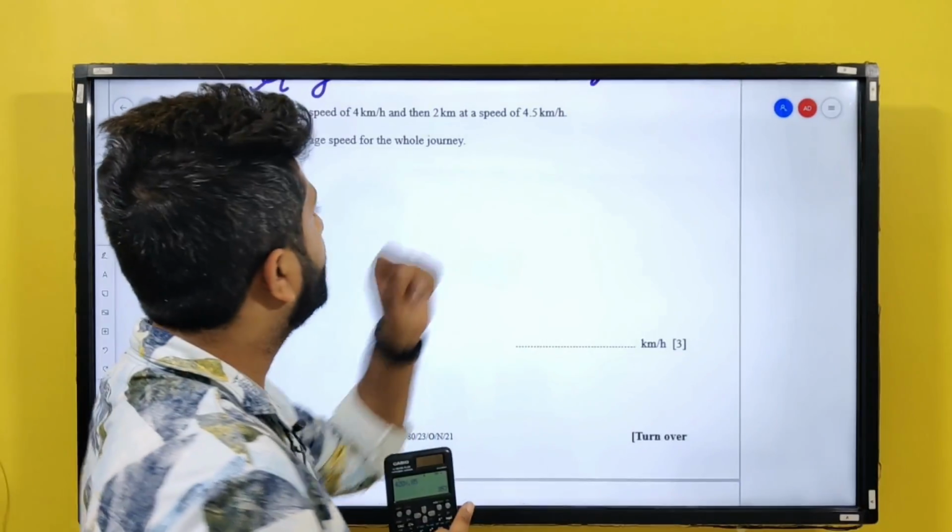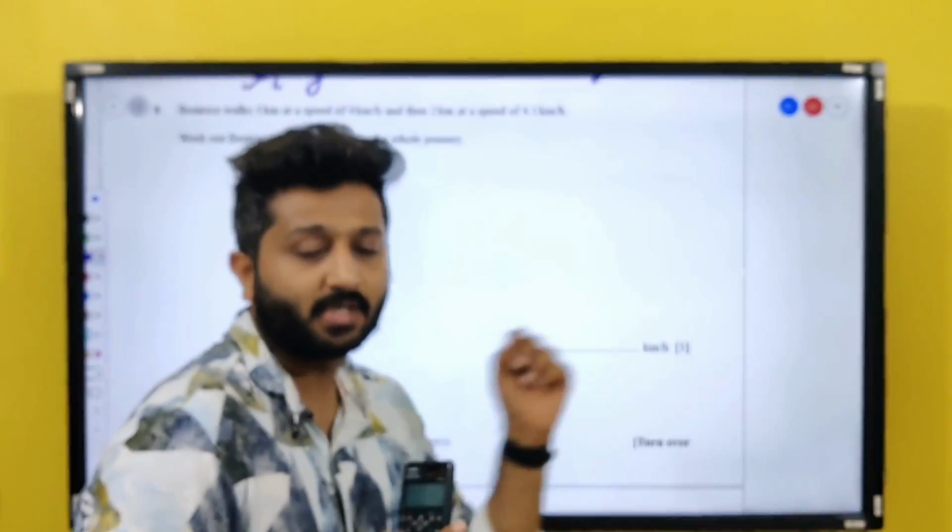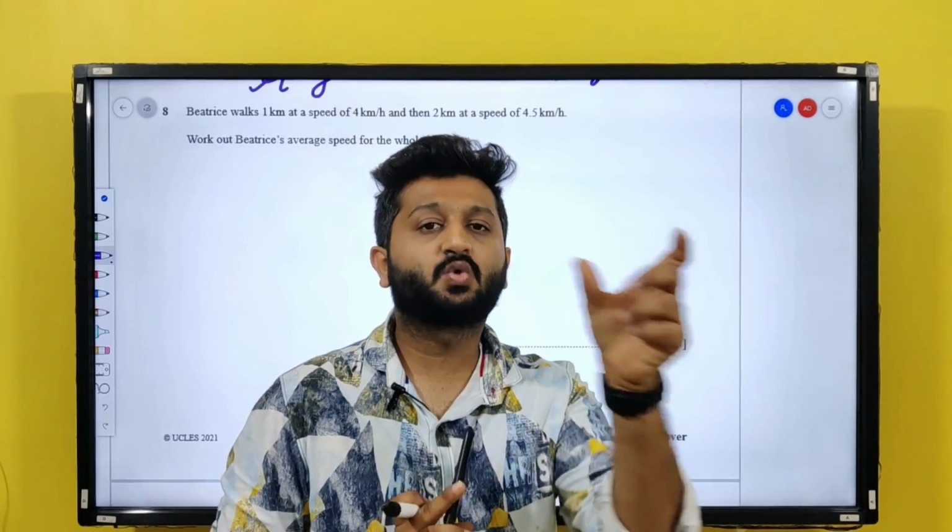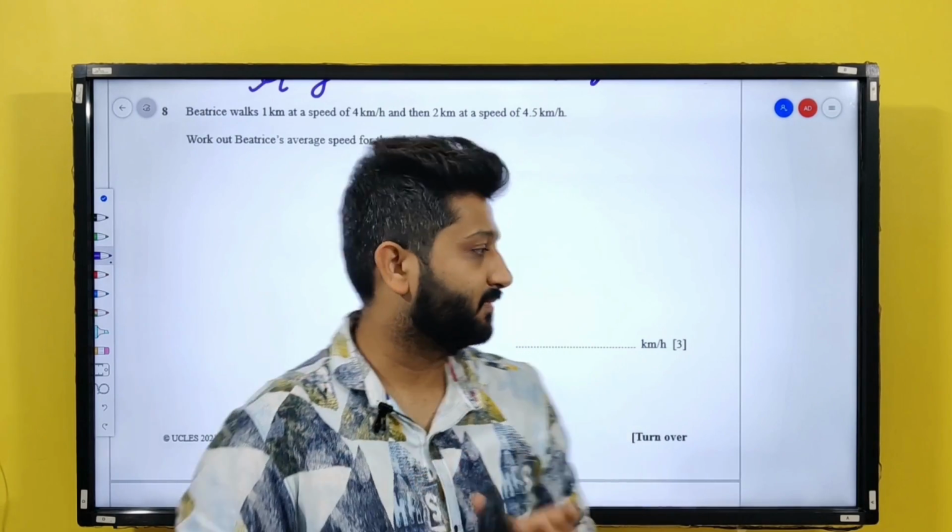Beatrice walks 1 kilometer at a speed of 4 km per hour and then 2 km at a speed of 4.5 km per hour. Work out the average speed for the whole journey. Average speed is total distance upon total time. So what is the total distance? Total distance is 3 kilometers. And what is the total time?